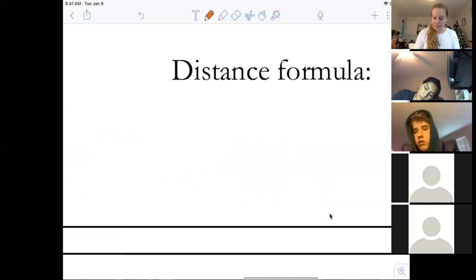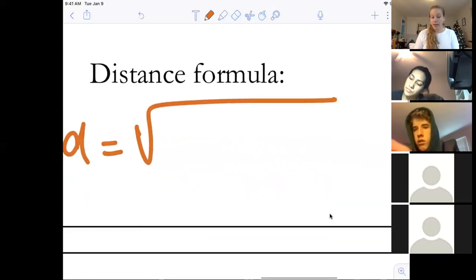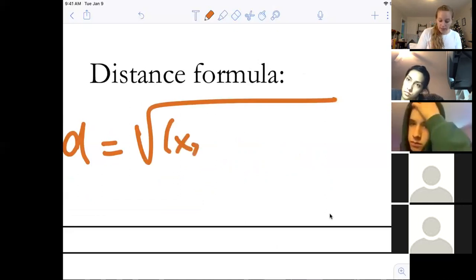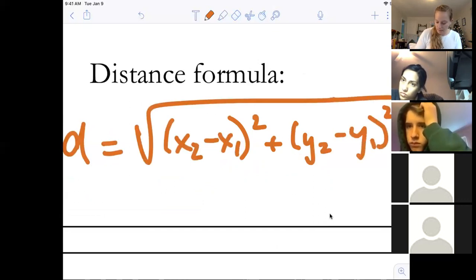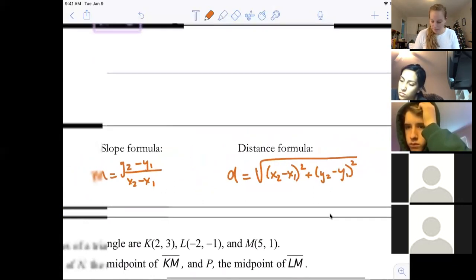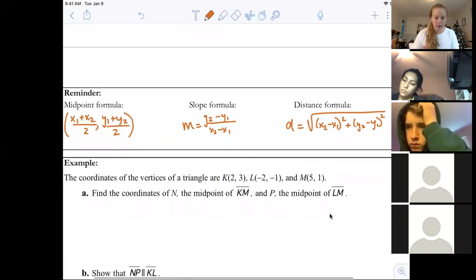And then last is distance. And again, I believe you did this in Algebra 1, but I know we did it at the very beginning of the year. We minus our x's, square them, minus our y's, square them. It's all under a big radical. So let me zoom out so you can see all of them. Make sure you have yours written down.